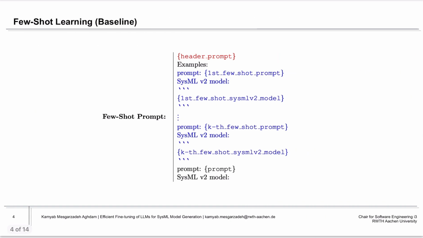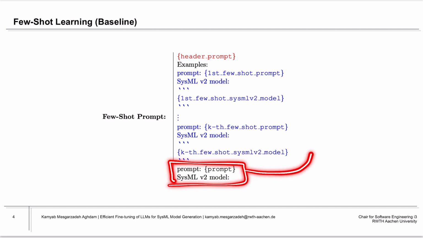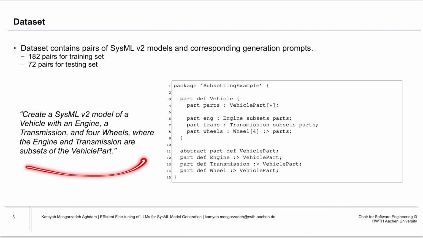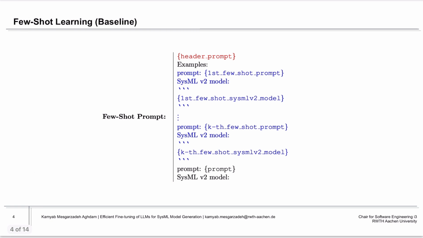Before doing fine-tuning, I did few-shot learning. That's an approach that doesn't need fine-tuning, and I used it as a baseline. In this approach, one prompts the model with some additional examples. So this prompt could be something like this generation prompt, and I prepend some examples, and each example contains a prompt and a corresponding SysML model. I also prepend a header prompt which describes the general task of the LLM.